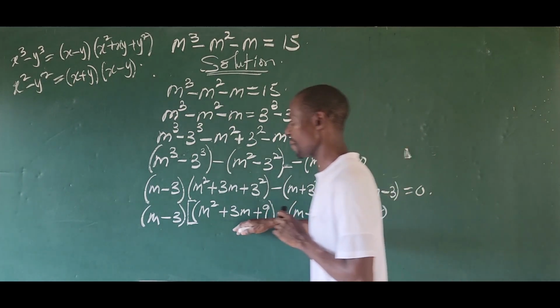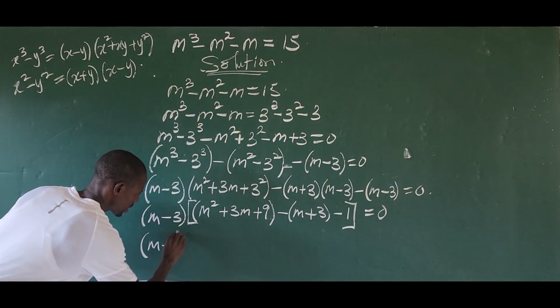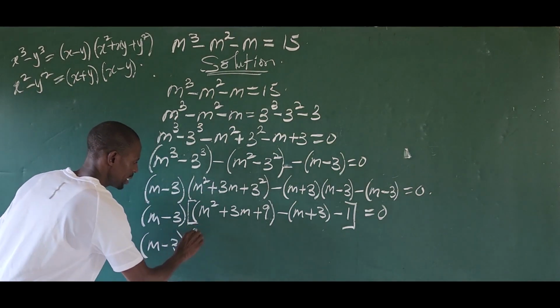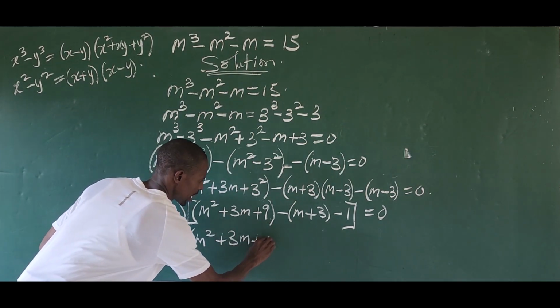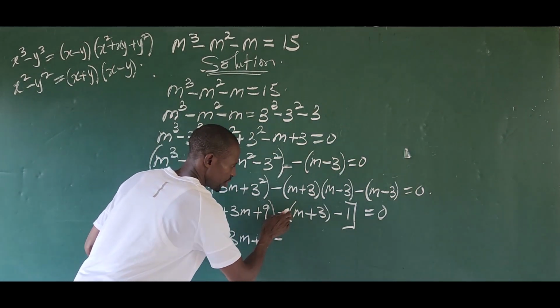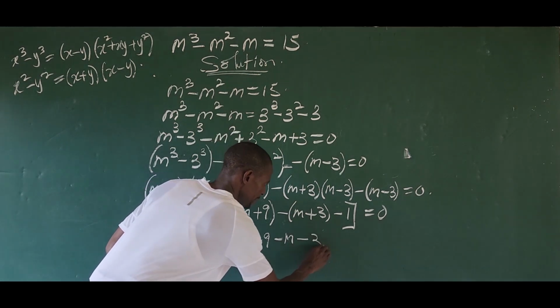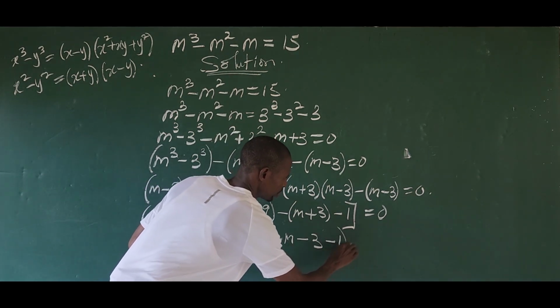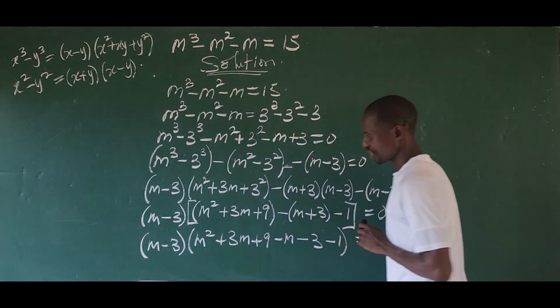So we can now open the terms inside the square bracket. If we open up, this is going to give us (m minus 3), then bracket m to the power of 2 plus 3m plus 9 minus, because we use this minus to open this, so this is going to give us minus m, then minus 3, then minus 1 close bracket equal to 0. Okay, so let's look at it again.